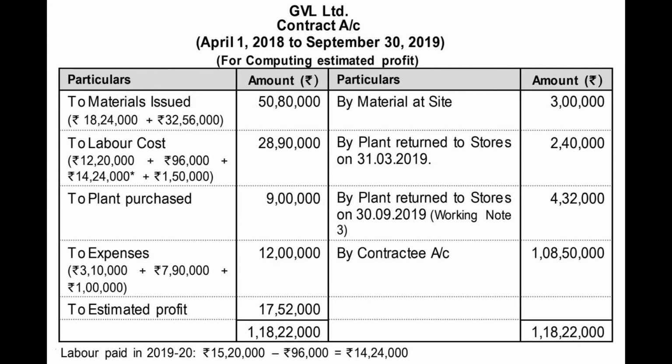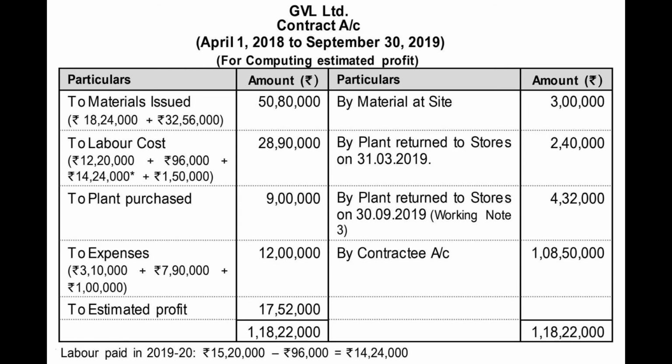On the bottom you can write labor paid in 2019-20 is rupees 15,20,000, which also contains labor outstanding at the end of the period of 31st March 2019 is rupees 96,000. Then the resulting figure would be 14,24,000. So the net total labor cost for the entire period is nothing but 28,90,000.